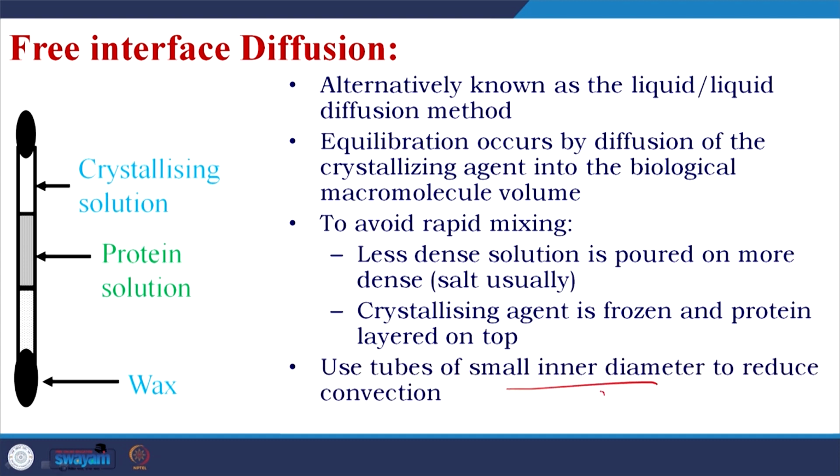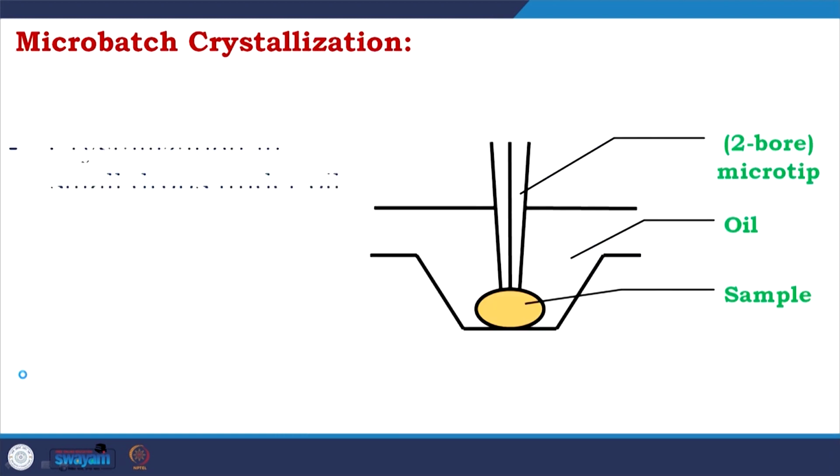You use a capillary to reduce the convection. So, this is the setup. You put wax to seal the two sides of the capillary, then you have the crystallizing solution and the protein solution. They will slowly diffuse through and there will be an effective concentration difference.